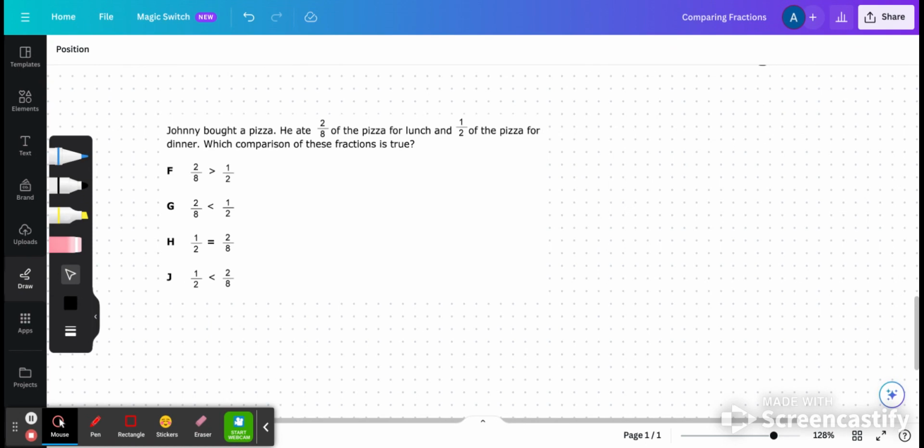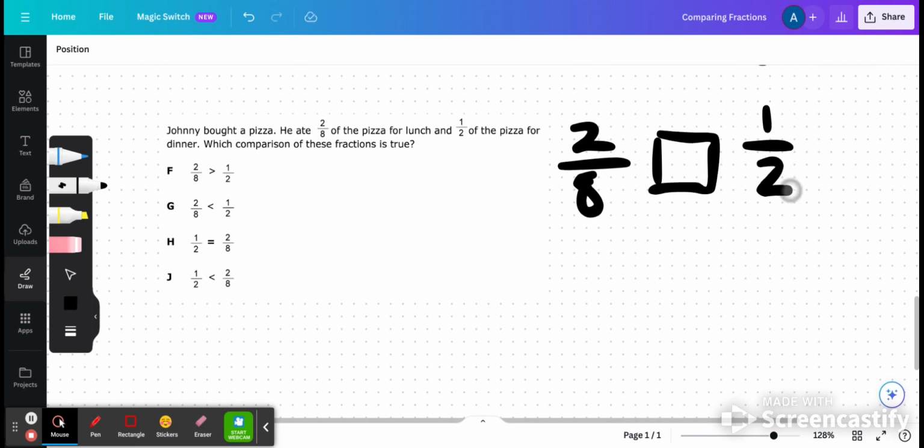In this question, Johnny bought a pizza. He ate 2/8 of the pizza for lunch and 1/2 of the pizza for dinner. Which comparison of these fractions is true? So we are comparing 2/8, and we want to find out which symbol is going to go in the box to make the comparison true. And we're going to be comparing it to 1/2.